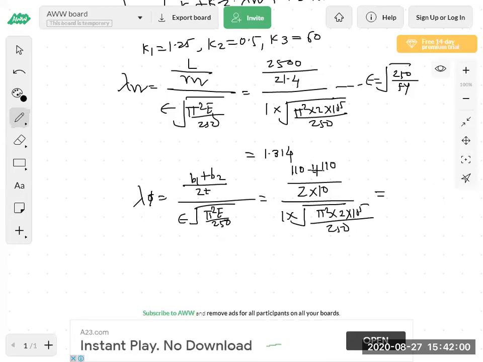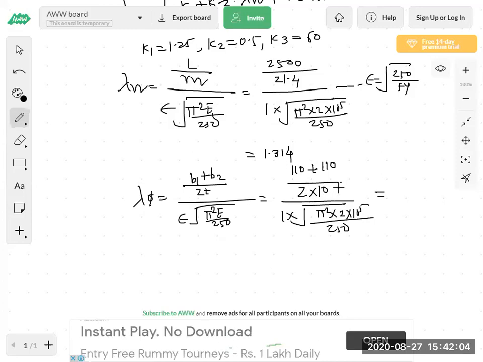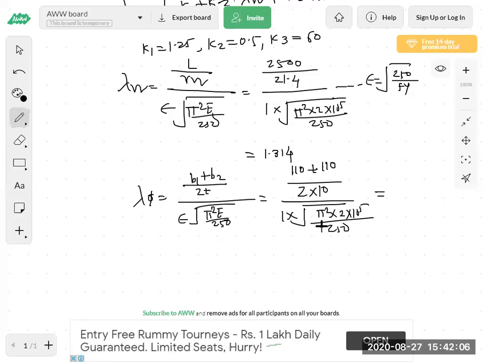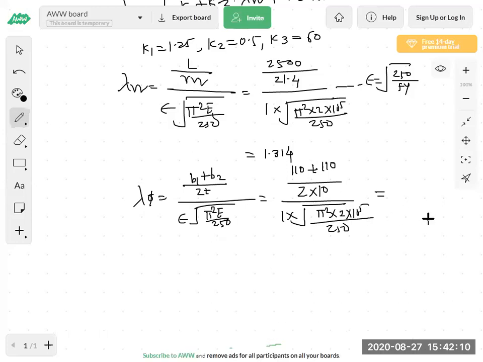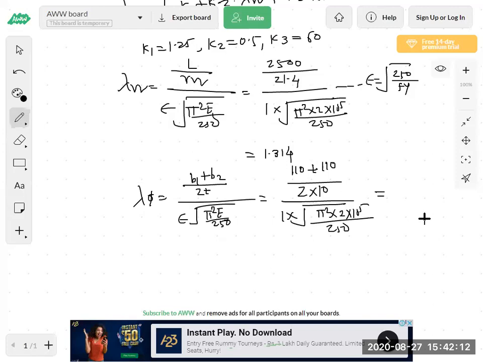Do the calculations. 220 divided by 20, and how much is lambda phi?